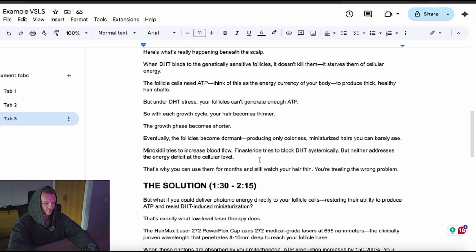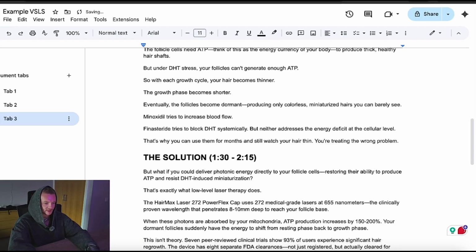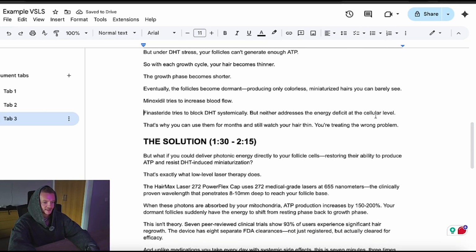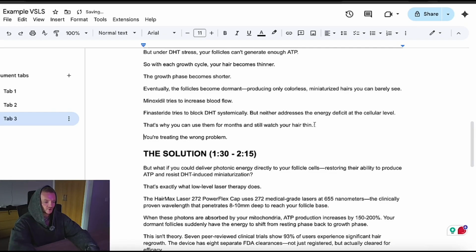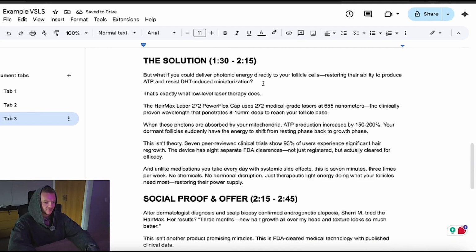Minoxidil tries to increase blood flow, finasteride tries to block DHT systemically, but neither addresses the energy deficit at the cellular level. That's why you use them for months and still watch your hair thin. You're treating the wrong problem. But what if you could deliver photonic energy directly to your follicle cells, restoring their ability to produce ATP and resist DHT-induced miniaturization?